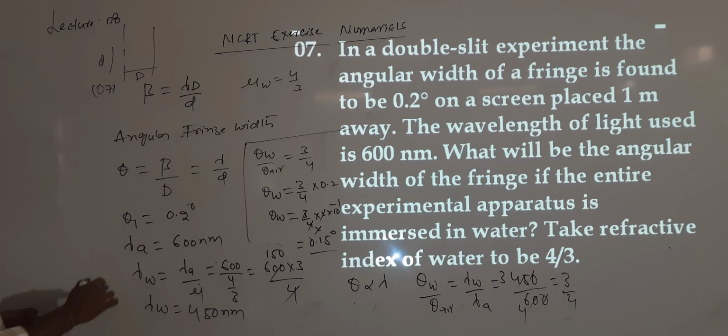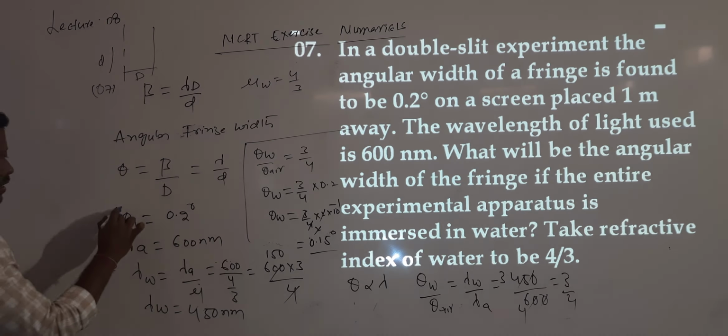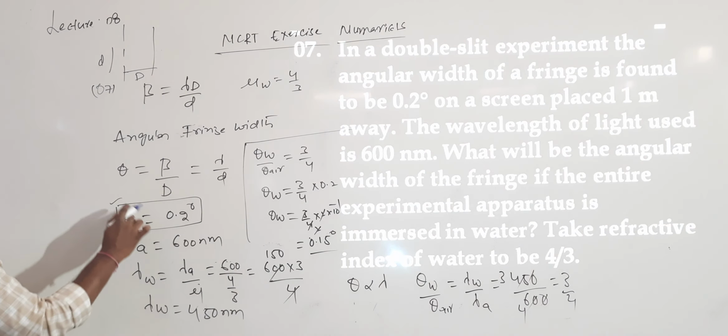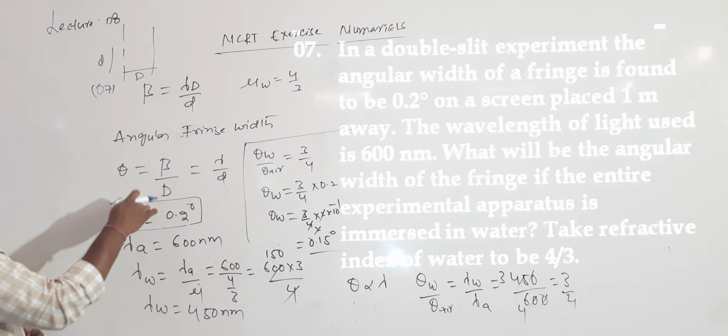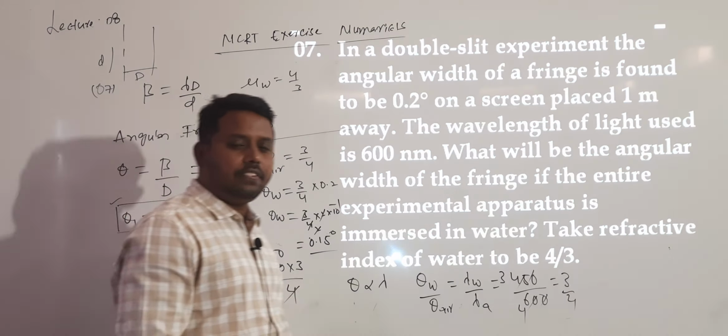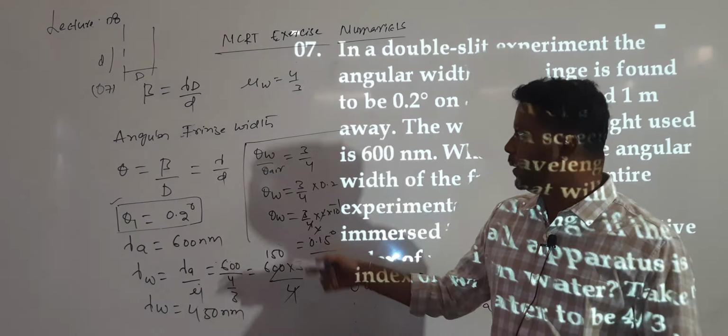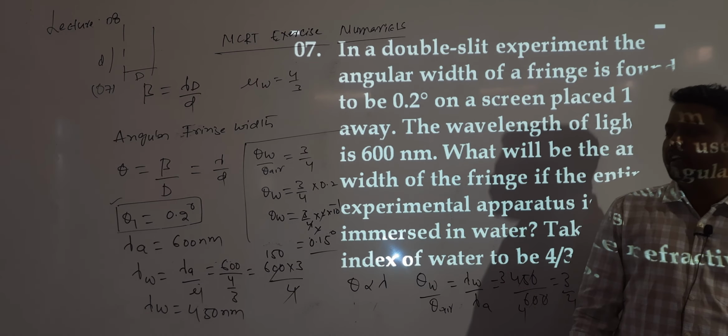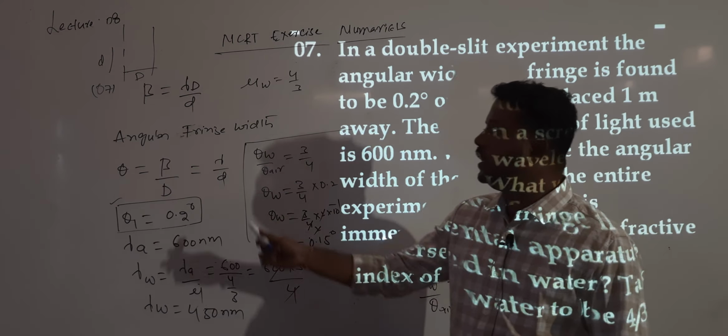When fringes are there in which one? Air. So what is the angular fringe width value? 0.2. When it is immersed in water, angular fringe width value will become 0.15. Angular fringe width value increases or decreases? It is going to decrease.